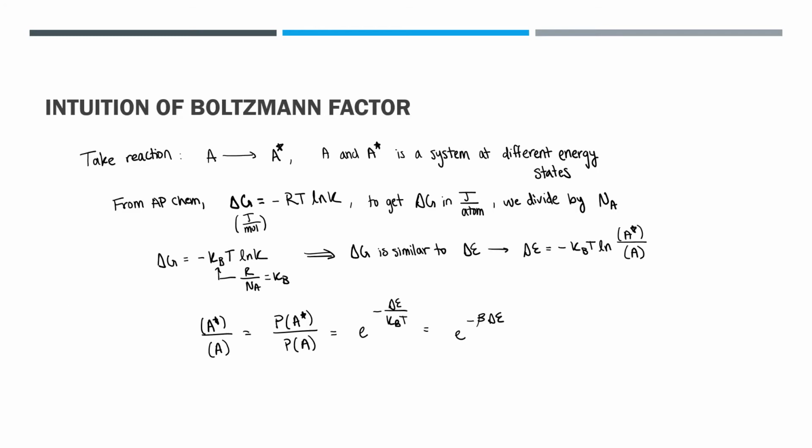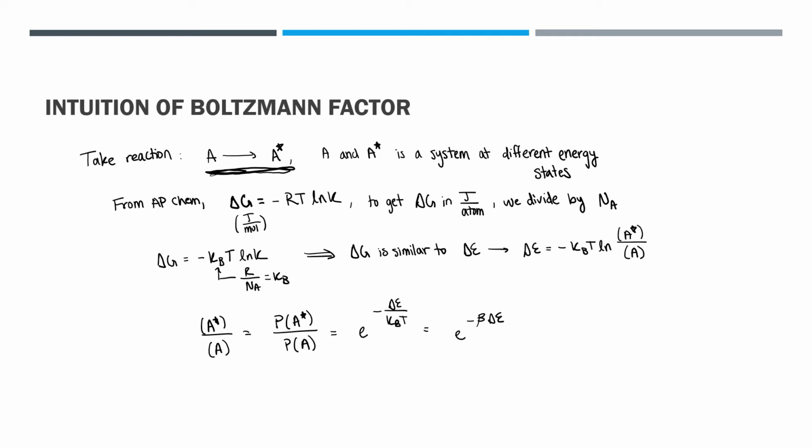So on this slide, I'm going to try and give you a little bit of intuition for the Boltzmann factor and the Boltzmann expression. First, we're going to take a chemical reaction, A goes to A star. This is just like any normal chemical reaction, and we can treat it like any normal chemical reaction. But A and A star are just the same system at different energy states. So for example, we can think of A as a hydrogen atom in its ground state, and A star as the hydrogen atom in its first excited state.